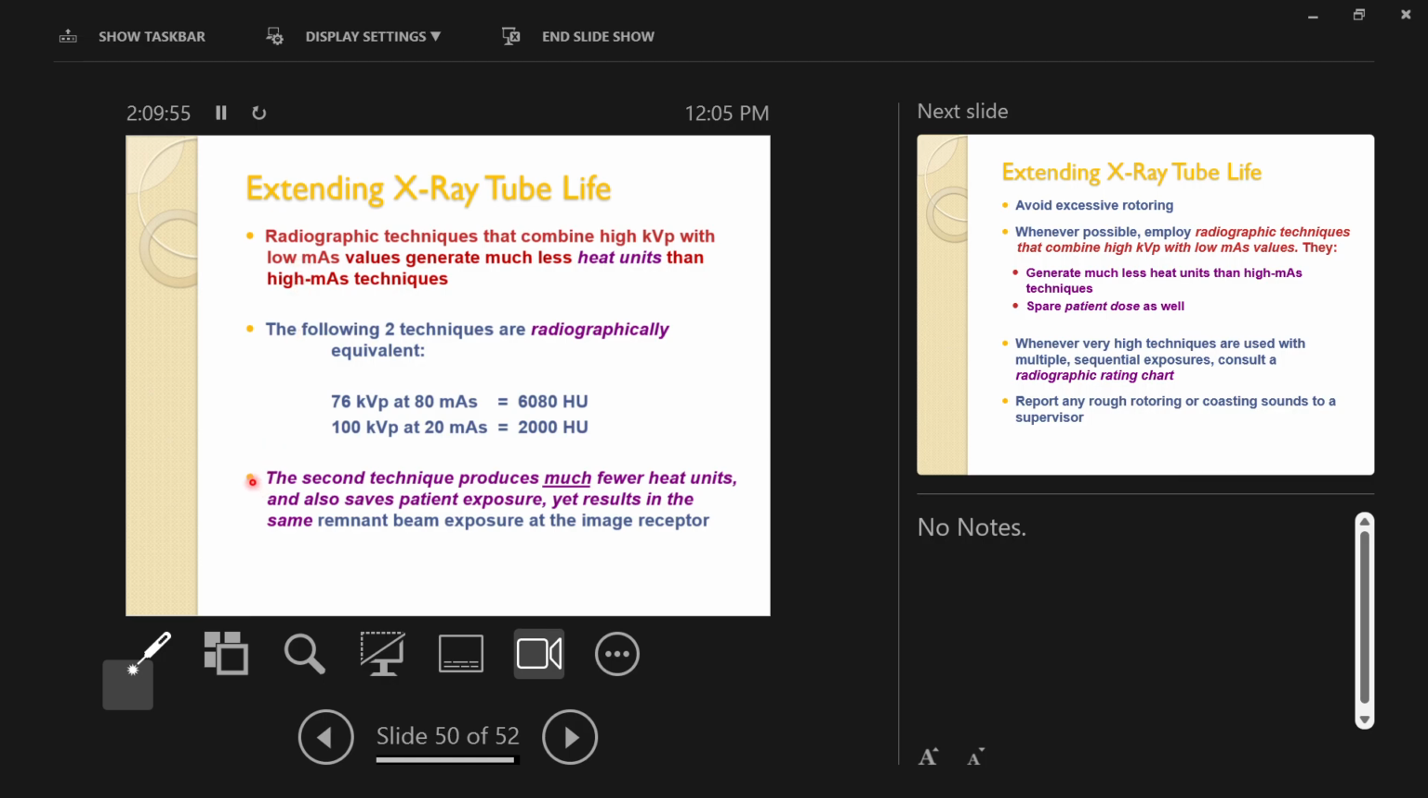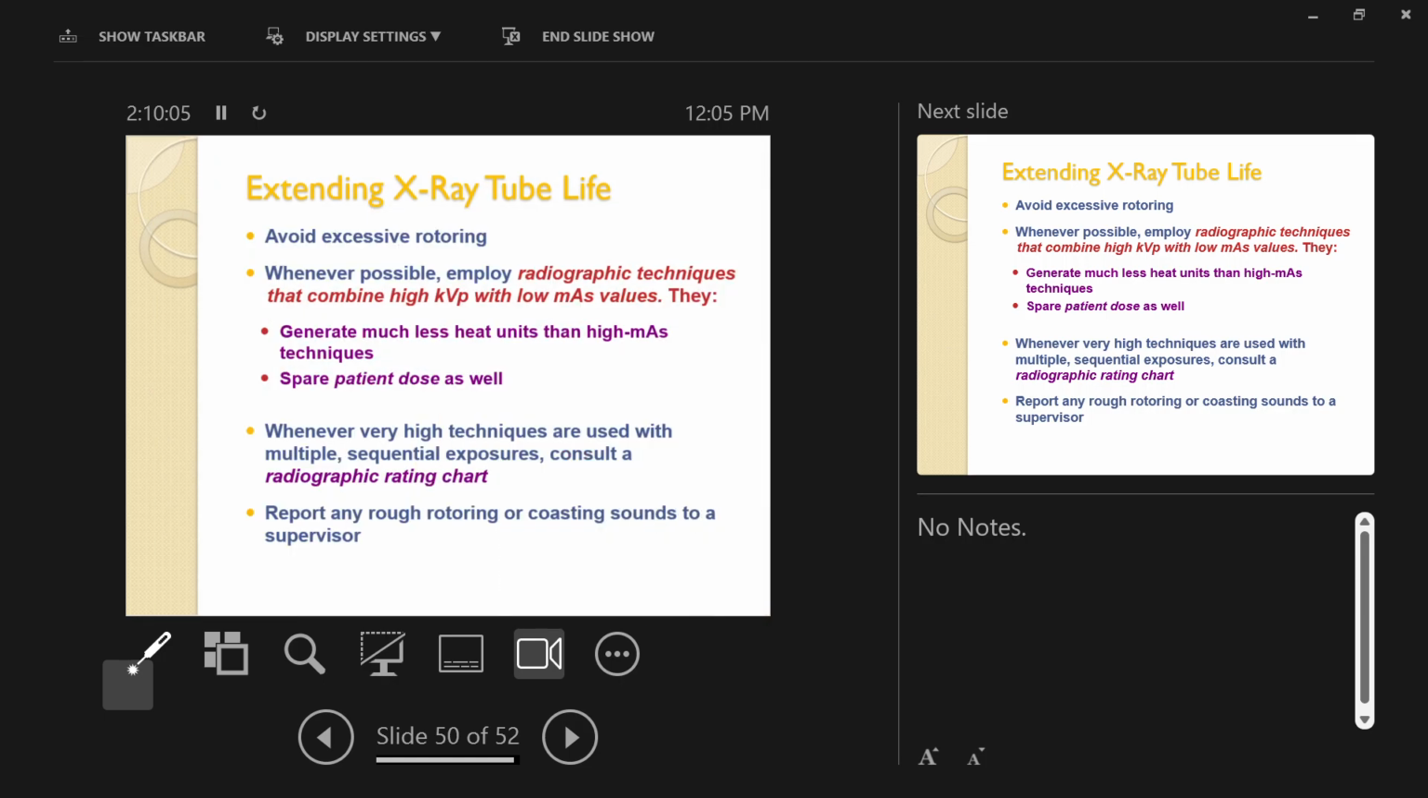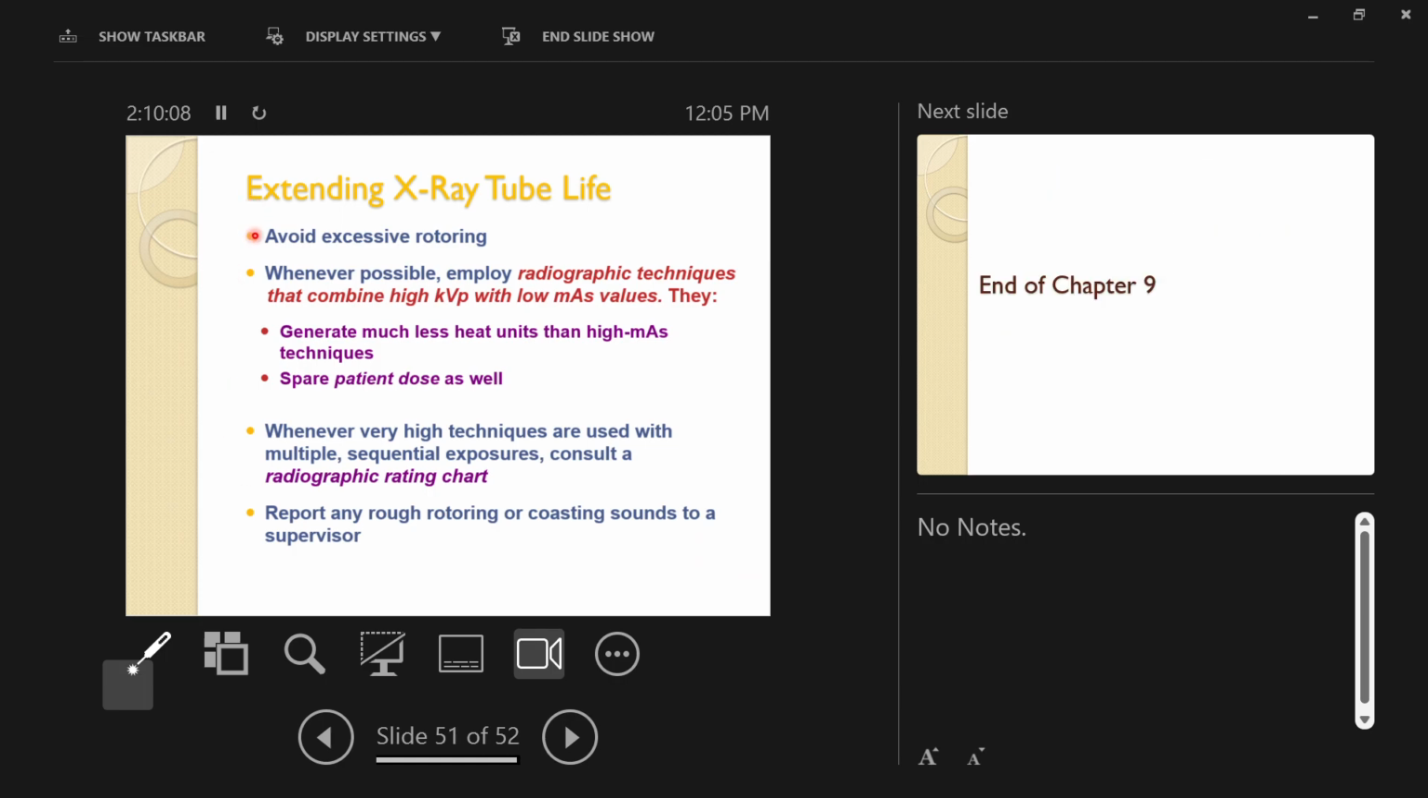Okay, so that second technique, 100 at 20, produced fewer heat units, saves patient exposure, and results in the same exposure at the image receptor, and that is a good thing to do. All right, the last slide here, things to think about.